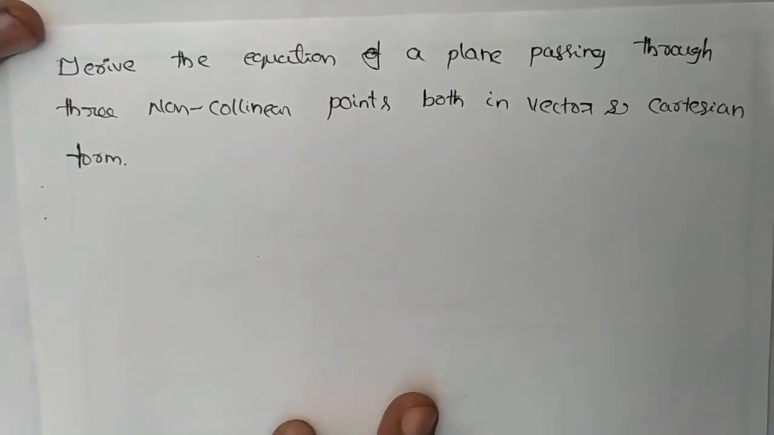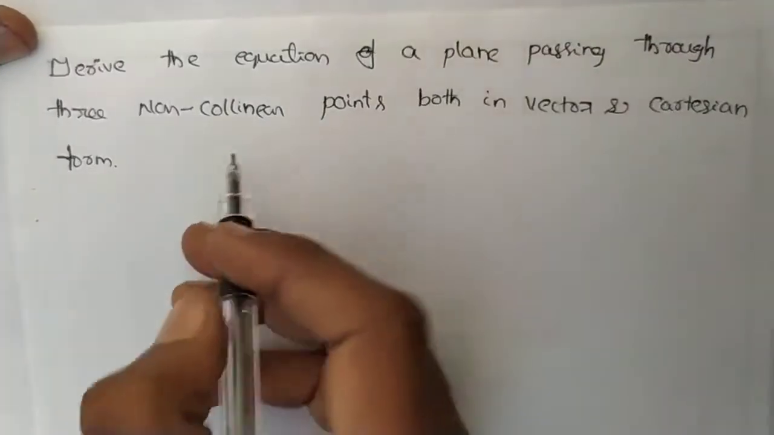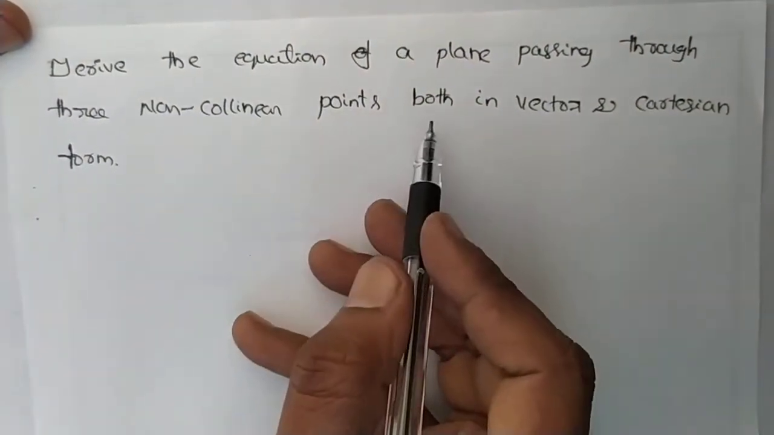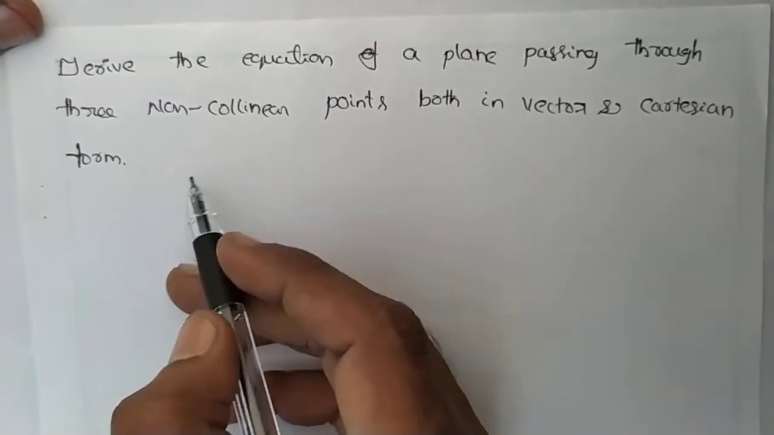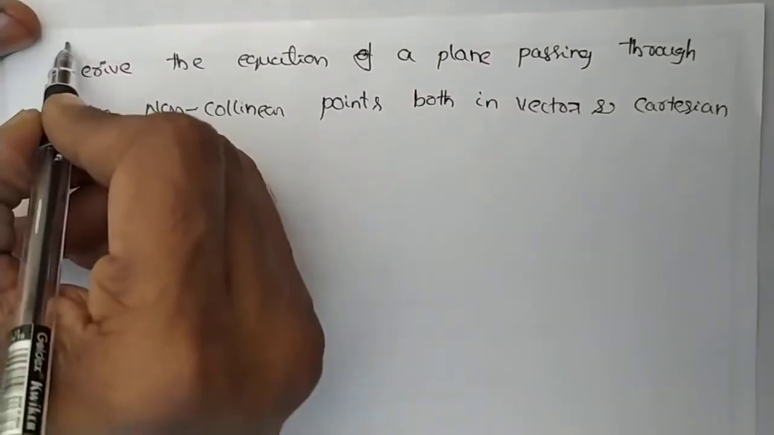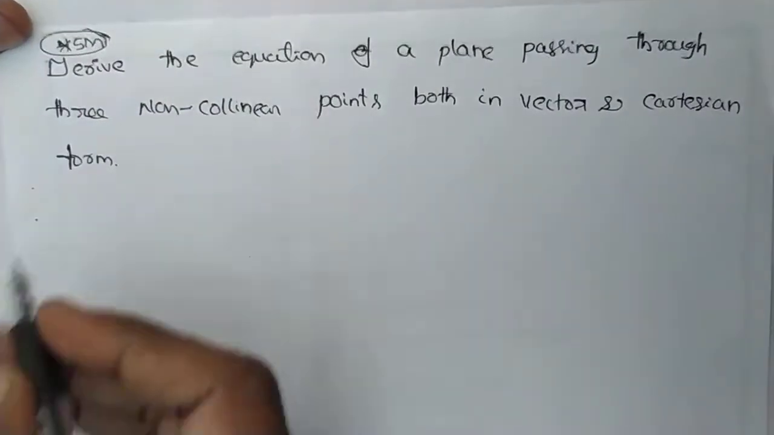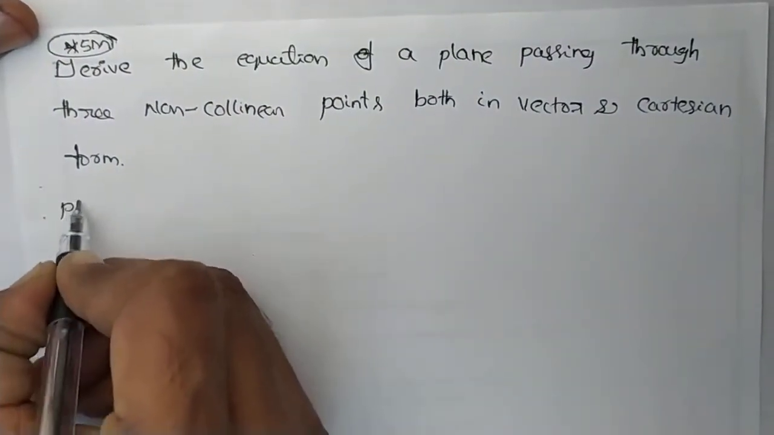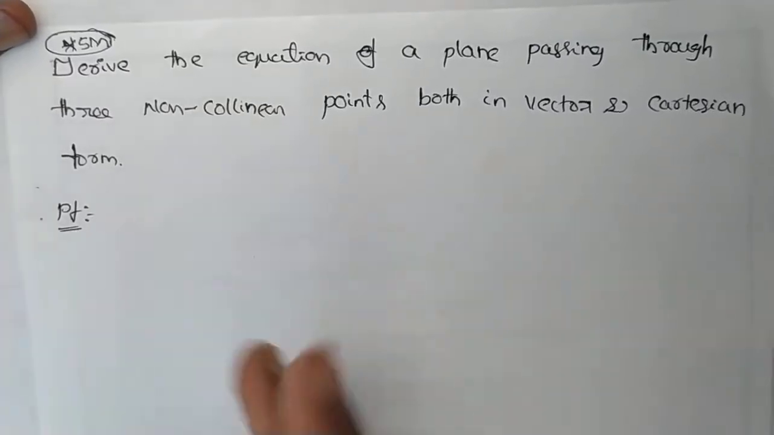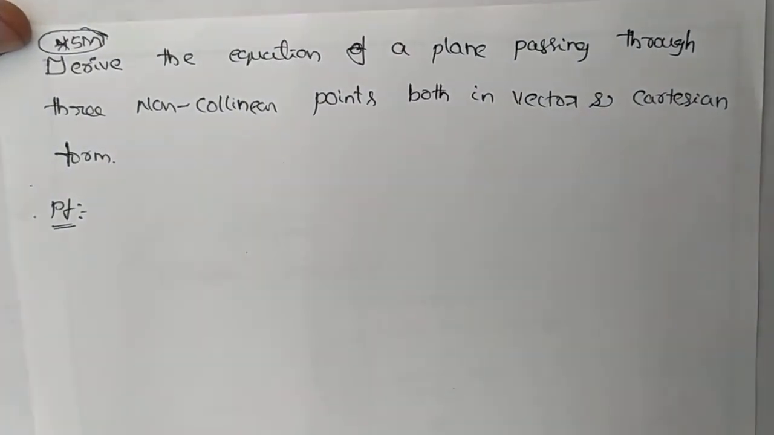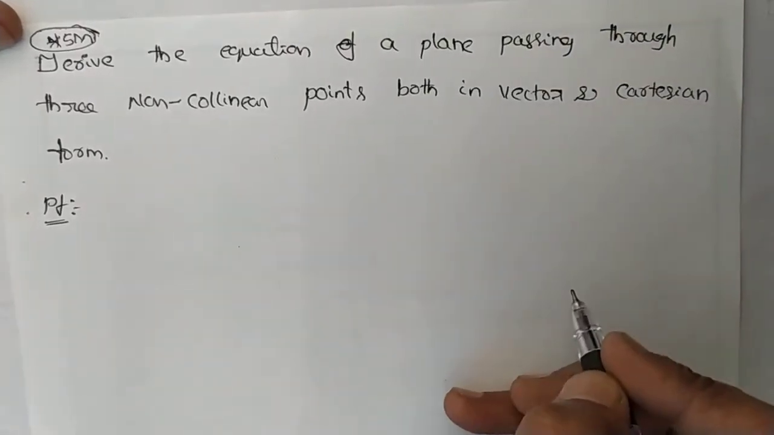Derive the equation of a plane passing through three non-collinear points both in vector and Cartesian form. It is also the derivation which is important for 5 marks. Let us derive this derivation. We have to derive the equation of a plane passing through three non-collinear points.